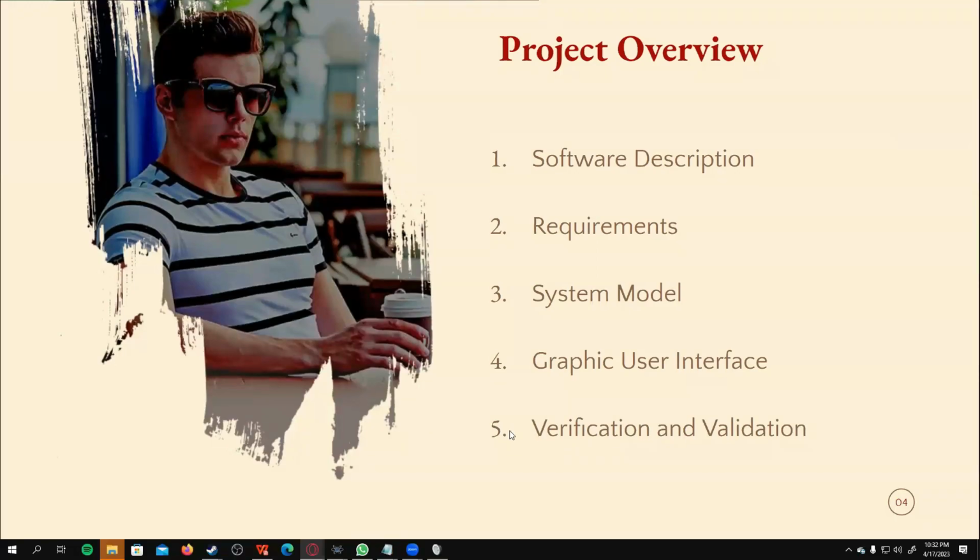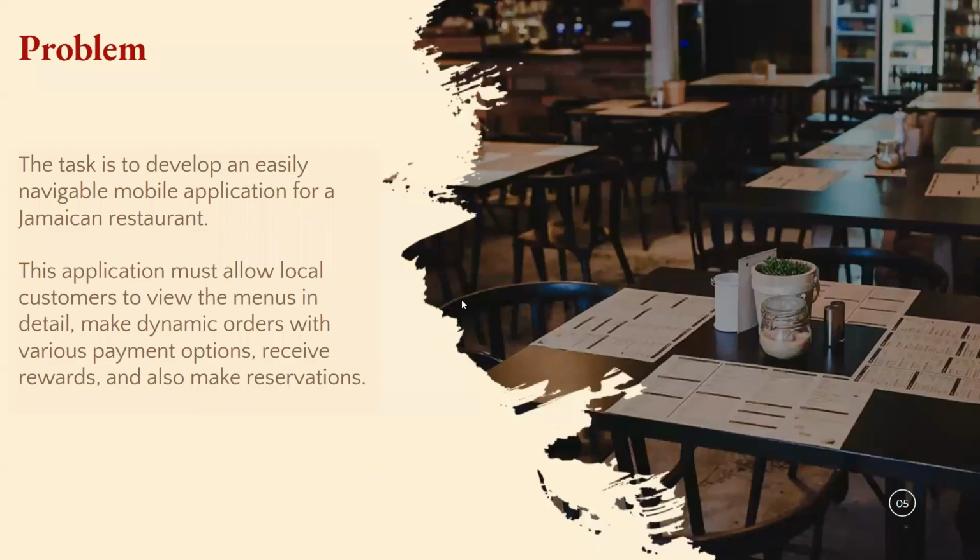We'll be covering a software description as well as requirements, the system model, the graphic user interface, as well as the verification and validation. So our problem statement: we were tasked with developing a mobile application for a Jamaican restaurant. This application must allow its users to navigate the menu, make dynamic orders, make reservations, and complete their payment via different payment options safely throughout the app.